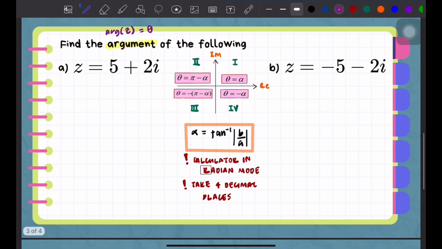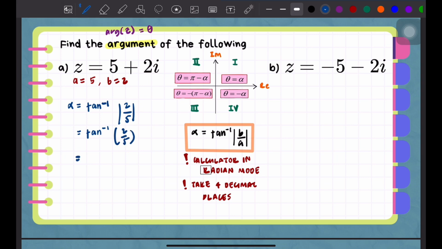So the first one, we have z equal to 5 plus 2i. So in this case, our a is equal to 5 and our b is equal to 2. Okay, so before we find the argument or theta, we need to know the basic angle first. So based on the formula, we just insert our b and a. Since the values of b and a are already positive, we just directly insert the values and we're going to get 0.3805.